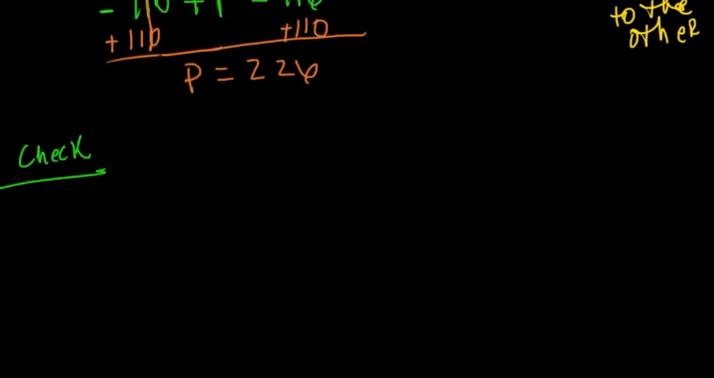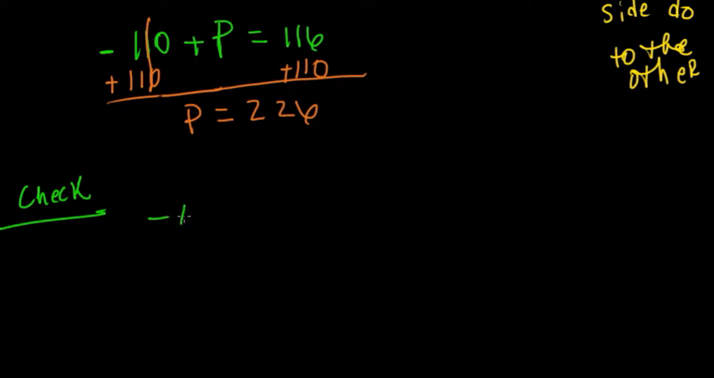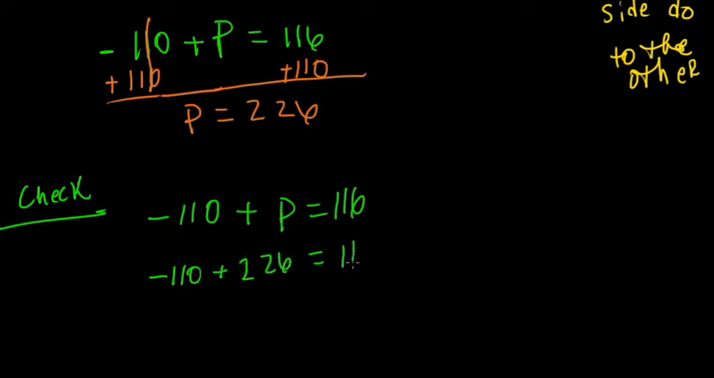Okay, so what this equation says is that negative 110 plus P is equal to 116. Or in English, it says negative 110 plus what will give me 116. Well, based on our great equation solving skills, we said that P is equal to 226, so negative 110 plus 226 should be equal to 116. That's exactly what we said.